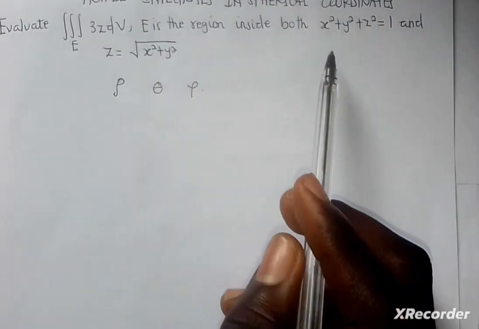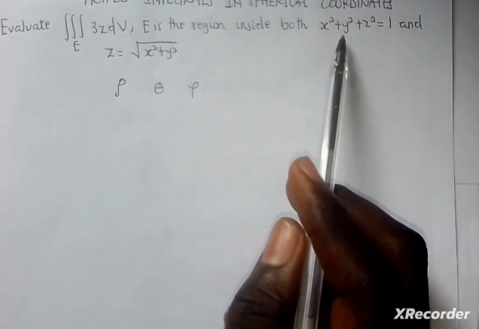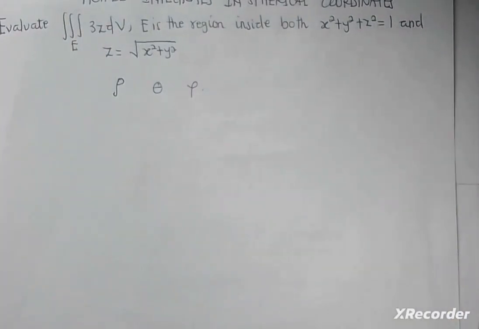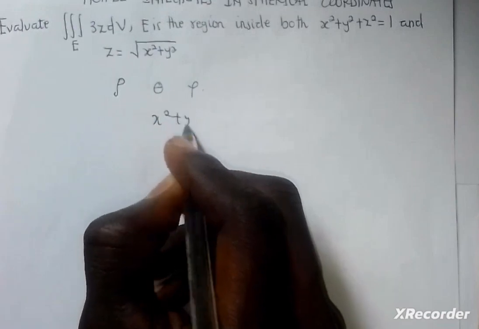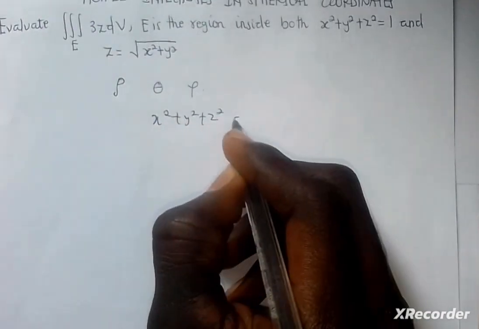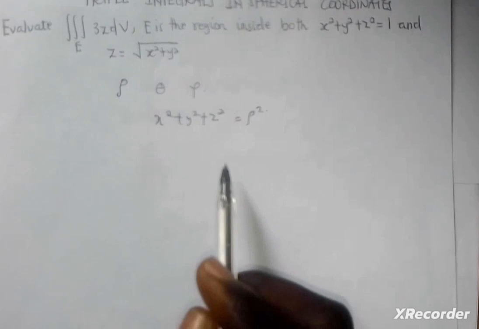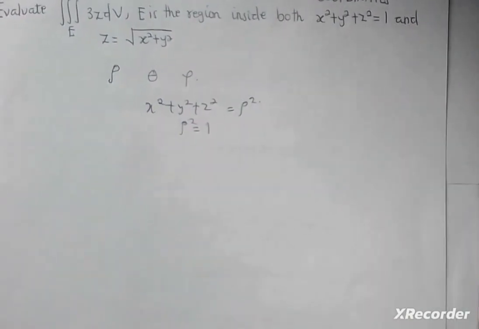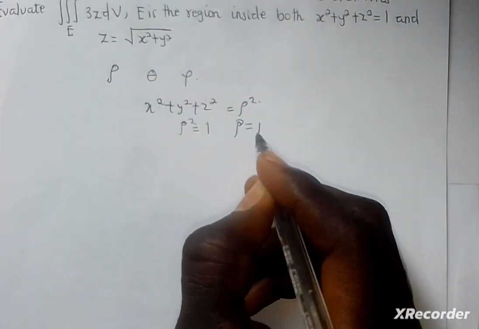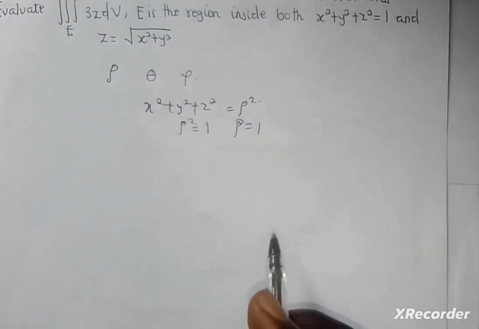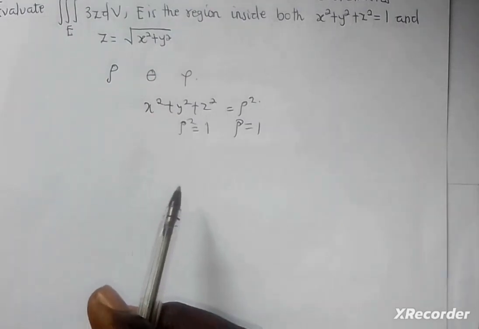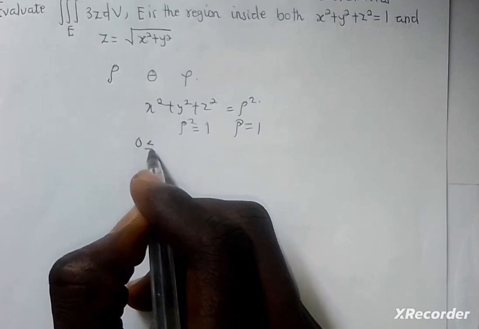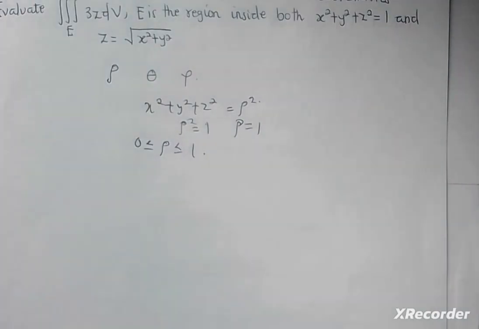To sketch this, you realize that from the quadratic surfaces, x squared plus y squared plus z squared equals 1 is the equation of a sphere, right? So x squared plus y squared plus z squared gives us rho squared. Then rho squared is equal to 1. That gives us the radius rho equal to 1, right? Since it's a radius, it's going to start from the origin. So the limit for our rho is 0 less than or equal to rho less than or equal to 1. Then we are done for the rho.